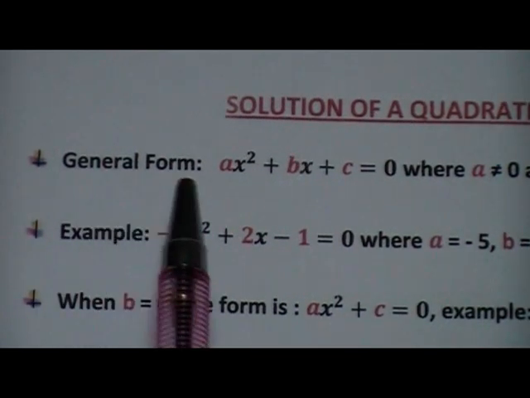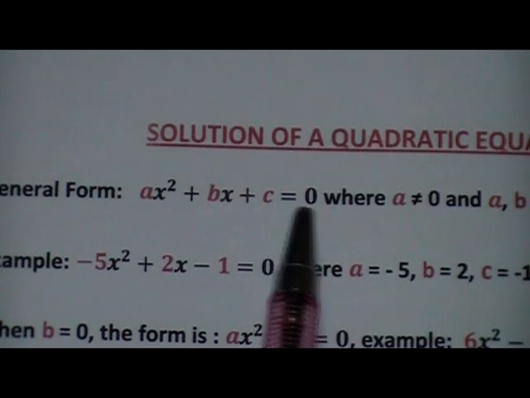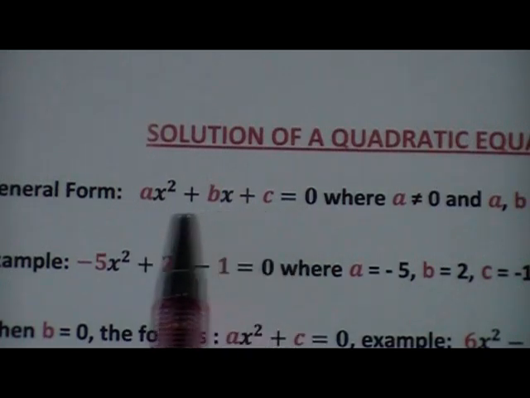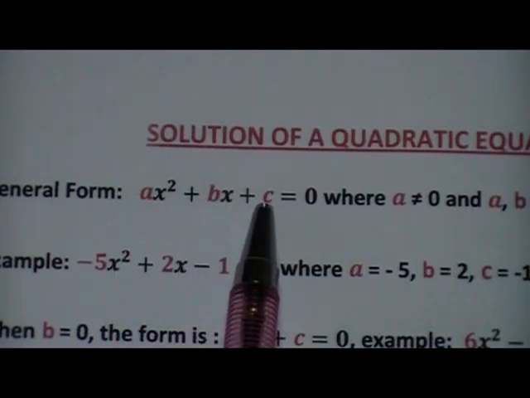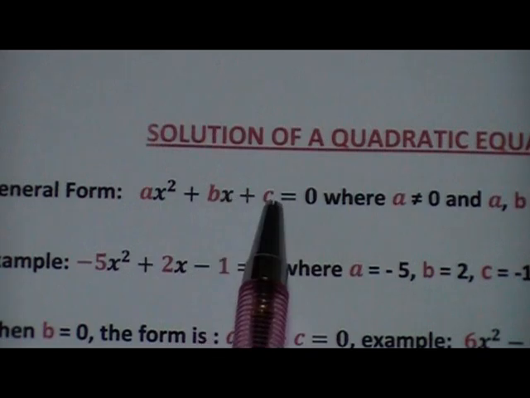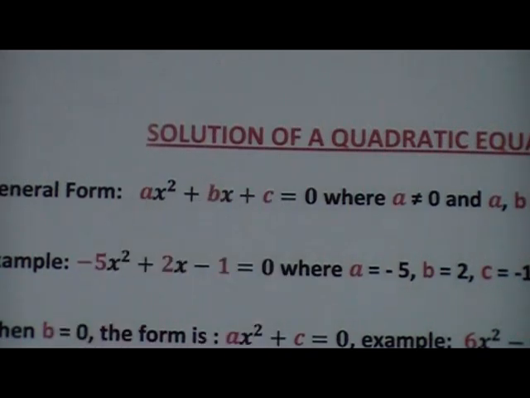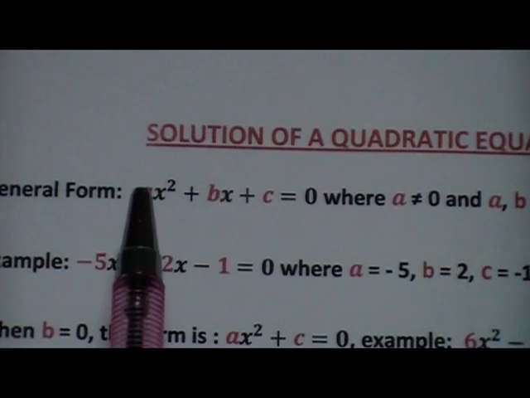We're looking at solution of a quadratic equation. Now the general form for a quadratic equation is ax squared plus bx plus c equals 0. This is the general form, the standard form for a quadratic equation. Now a, b and c, as colored in red, are representing numbers. The x stays as it is because it's the independent variable.